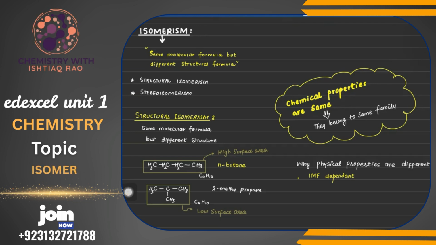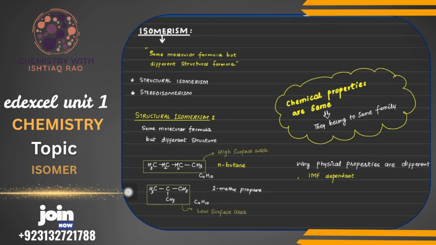IMF is depending on two factors: number of electrons and the surface area. When the number of electrons is higher, the IMF would be higher. When the number of electrons is lower, the IMF would be lower. First thing. Secondly, when the surface area is higher, the IMF is higher. When the surface area is lower, the IMF is lower. So we have two factors on which IMF depends.